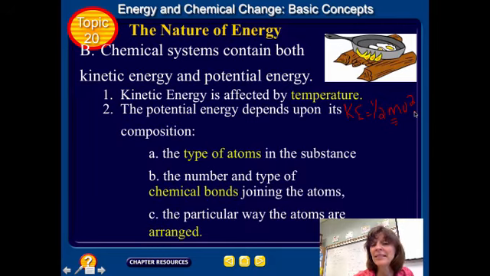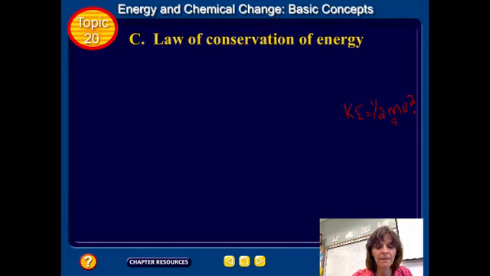All right, then there's the potential energy, and this is the complicated part. It depends on the type of atoms, the number and type of bonds, and the way they're arranged, because all of these things impact the potential for them to cause a chemical reaction, be a part of a chemical reaction. We'll be teasing all of that out as we go through the unit.